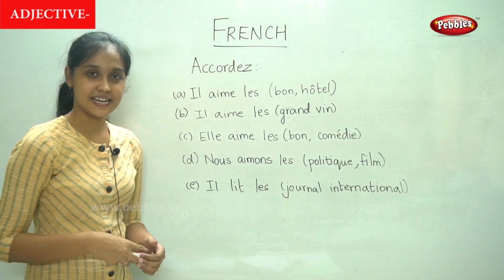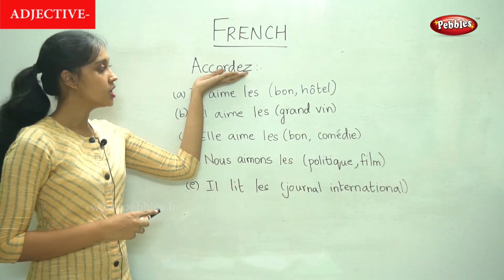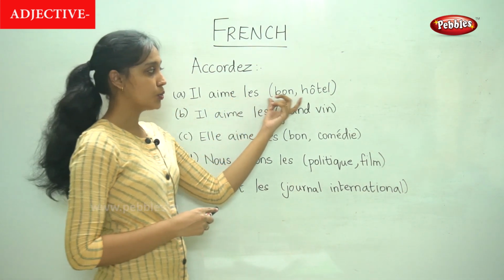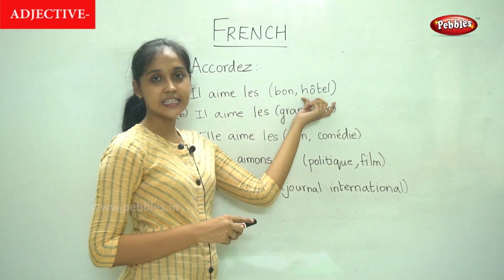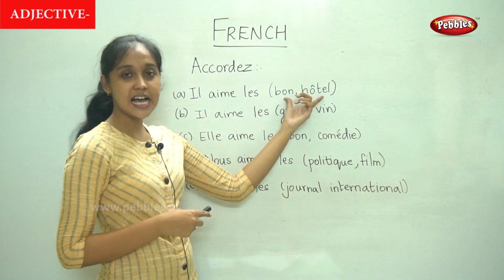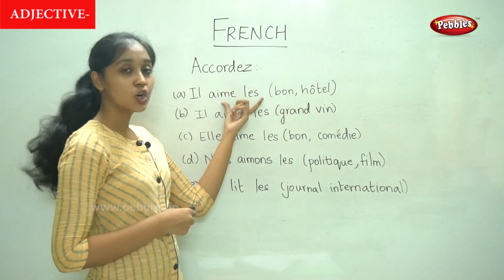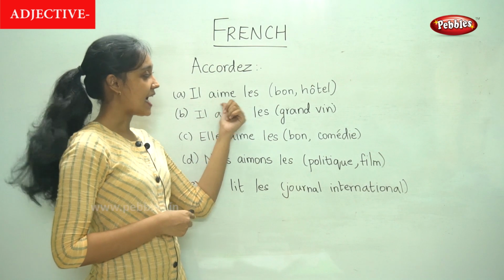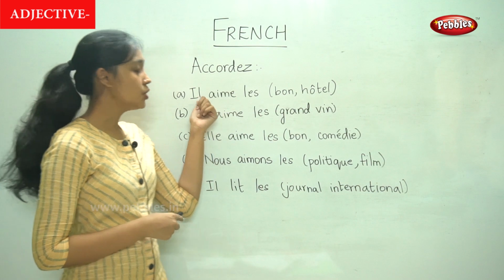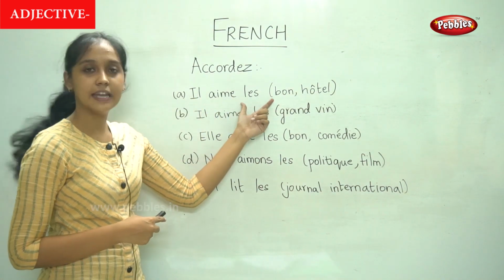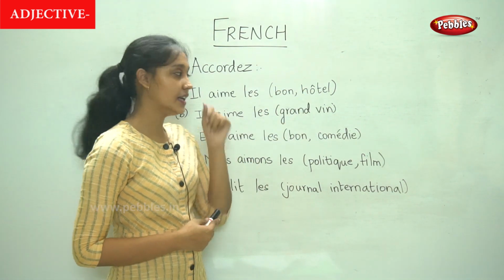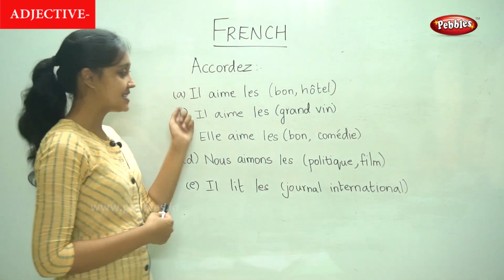The next exercise is accorder. Here we are given some sentences with the adjective and the noun in the brackets. We are going to write these adjectives and nouns in accordance with the subject and whether it is singular or plural. So in accordance with the subject and the number, we are going to write the corresponding adjective and the noun. So let us begin with our first sentence.